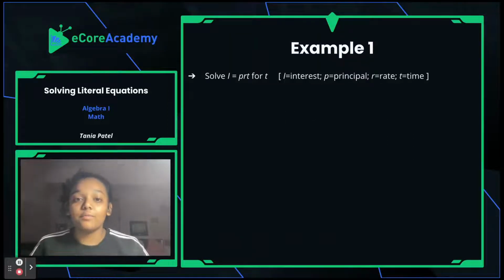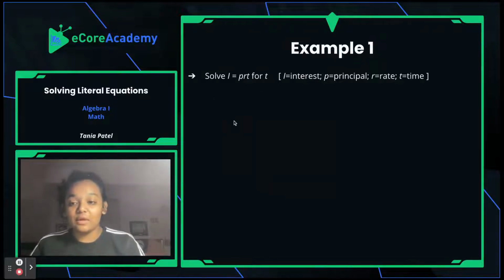Perhaps you already have the interest value, the principal value, and the rate value, but we need to solve for the time value. We're going to use the other three values to get the time value, so we need to find out how exactly the other three variables come to equal the time variable. That's where we'll be solving for t in this literal equation.